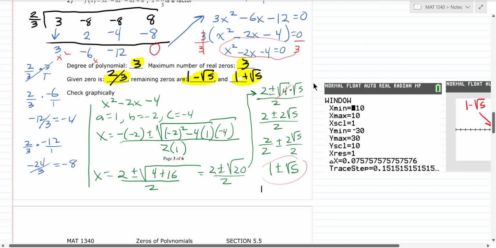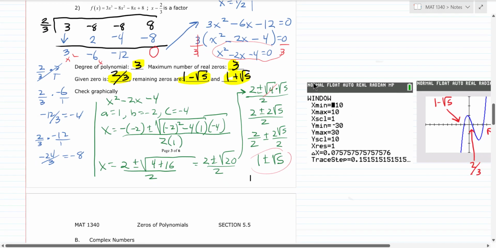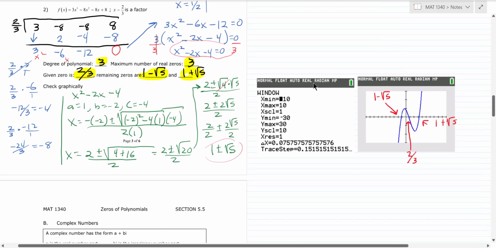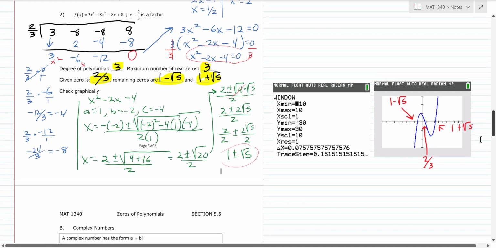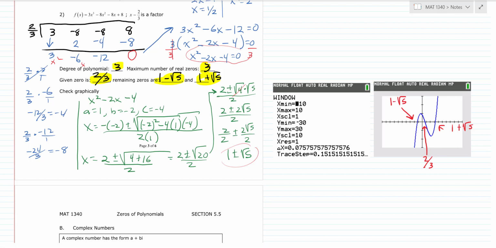And as far as the graph, let me just zoom out on this just a touch here. And you can look at the graph that I put over here. These are the zeros. This is the 2/3. That's the one that you're given. This is the 1 plus root 5. That's the 1 minus root 5, like that.